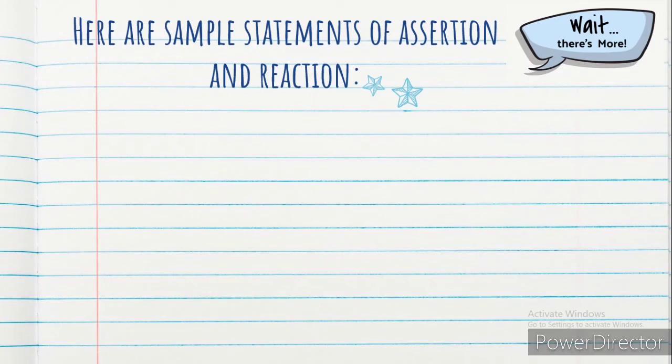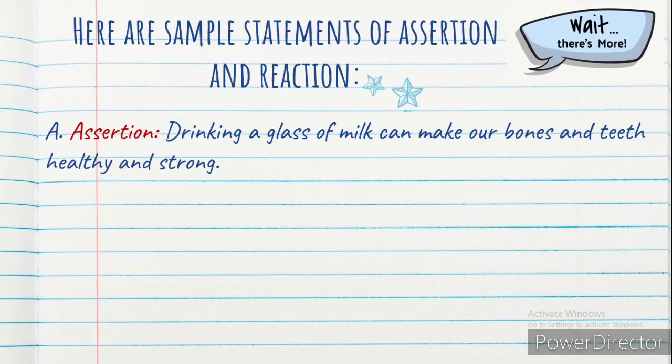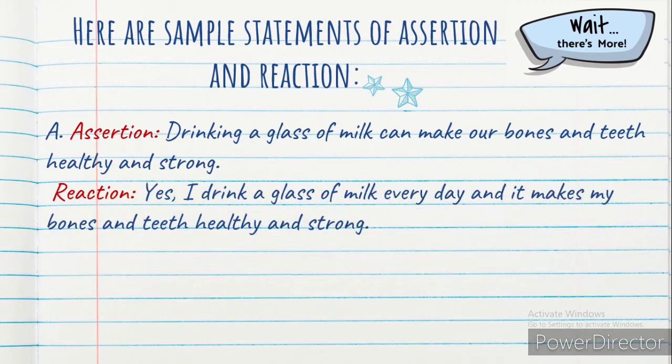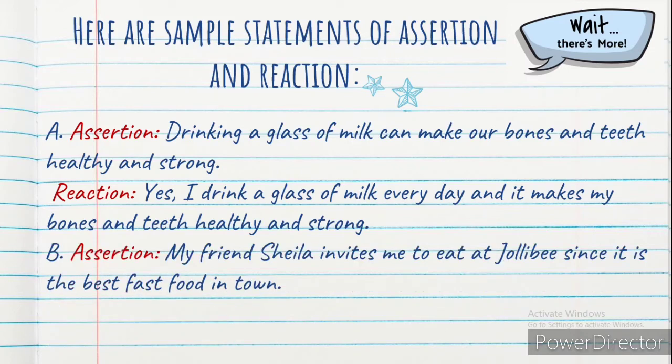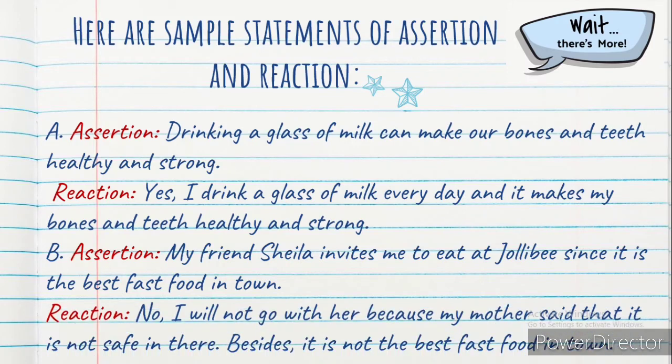Here are sample statements of assertion and reaction. Assertion: drinking a glass of milk can make our bones and teeth healthy and strong. Reaction: yes, I drink a glass of milk every day and it makes my bones and teeth healthy and strong. Next, assertion: my friend Sheila invites me to eat at Jollibee since it is the best fast food in town. Reaction: no, I will not go with her because my mother said that it is not safe in there. Besides, it is not the best fast food in town.